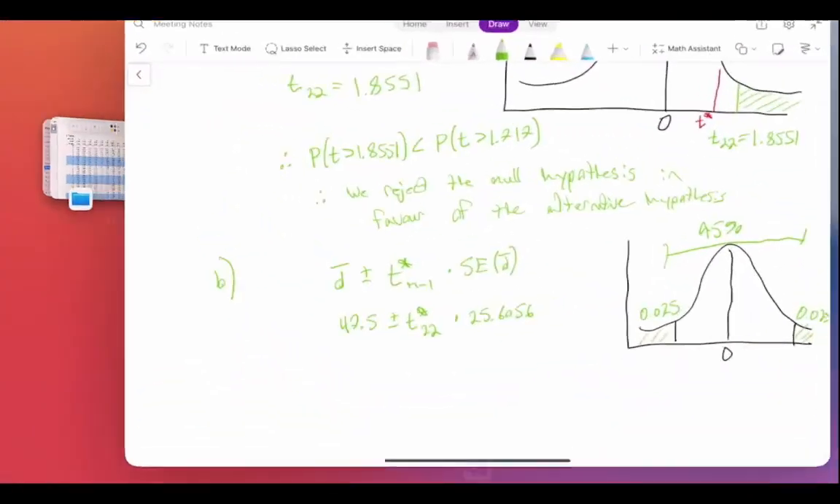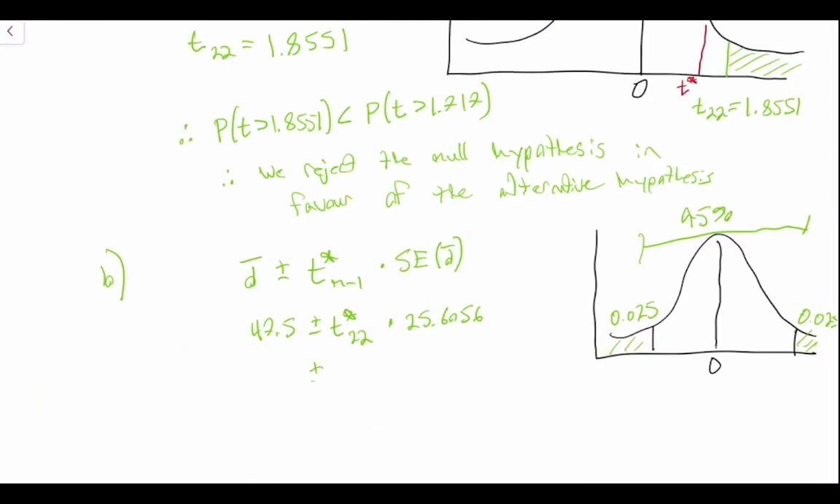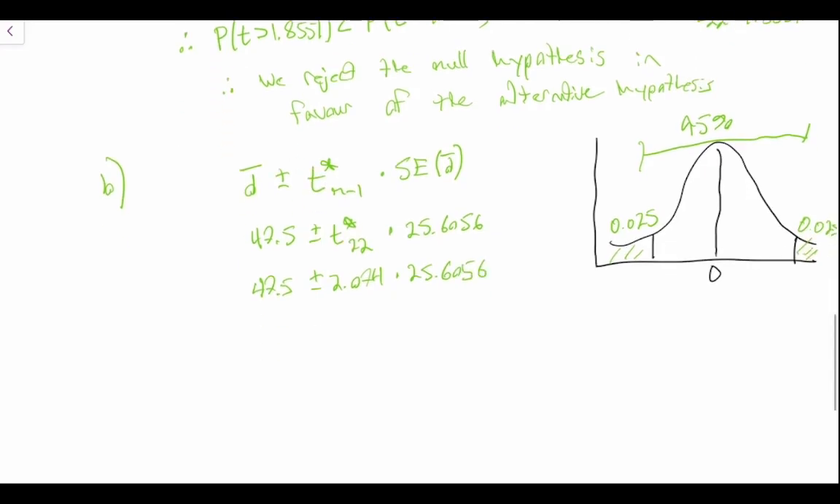Okay, 2.074. So plus or minus 2.074. So 47.5 plus or minus 2.074 times 25.6056. So then this becomes 47.5 plus or minus 2.074 times 25.6056 gives us 53.1060.